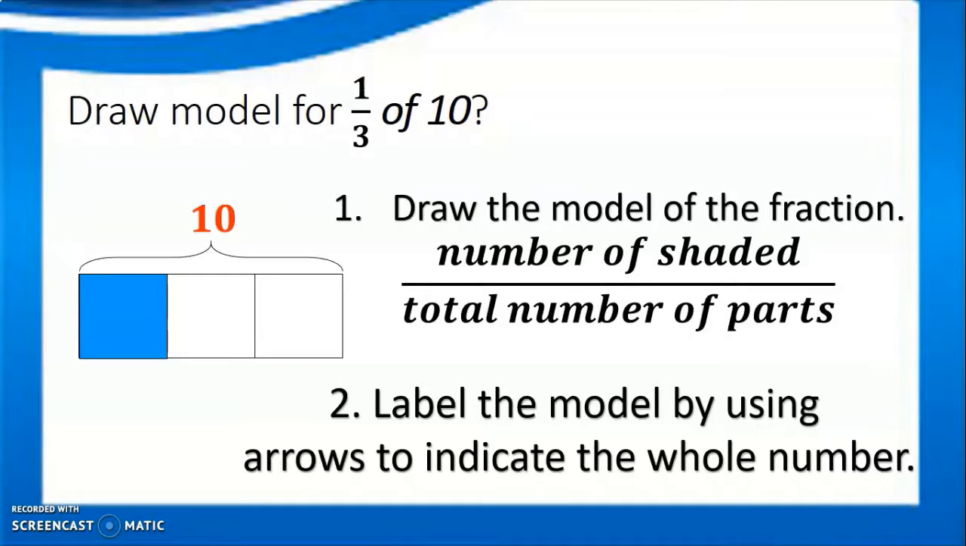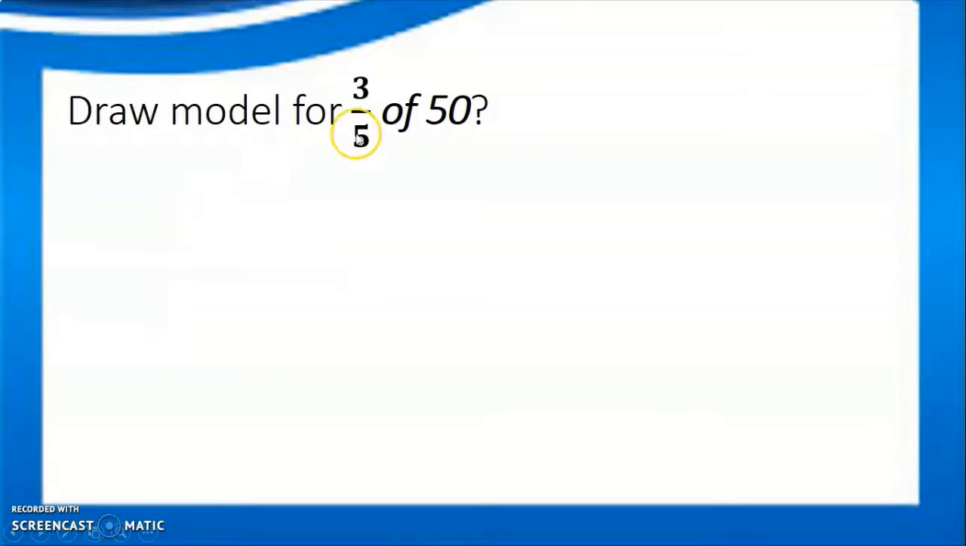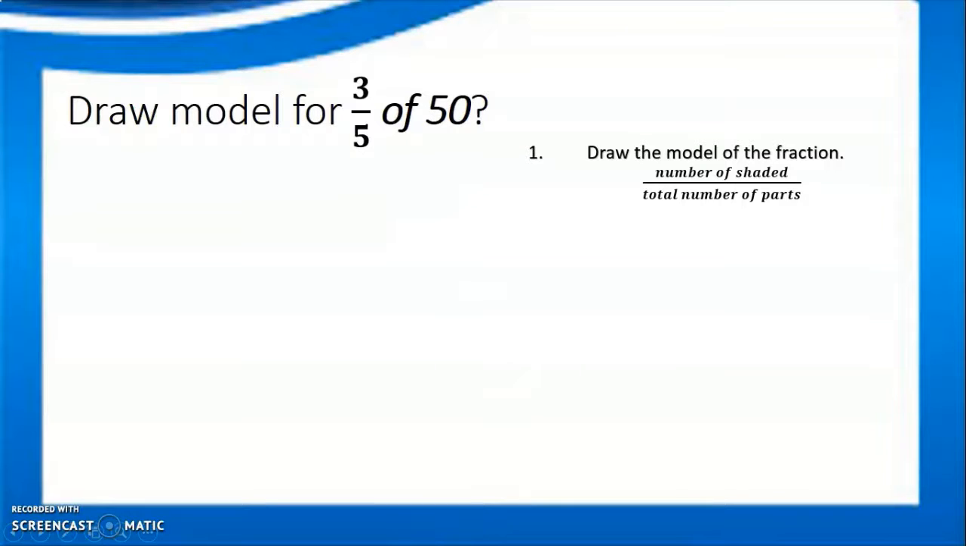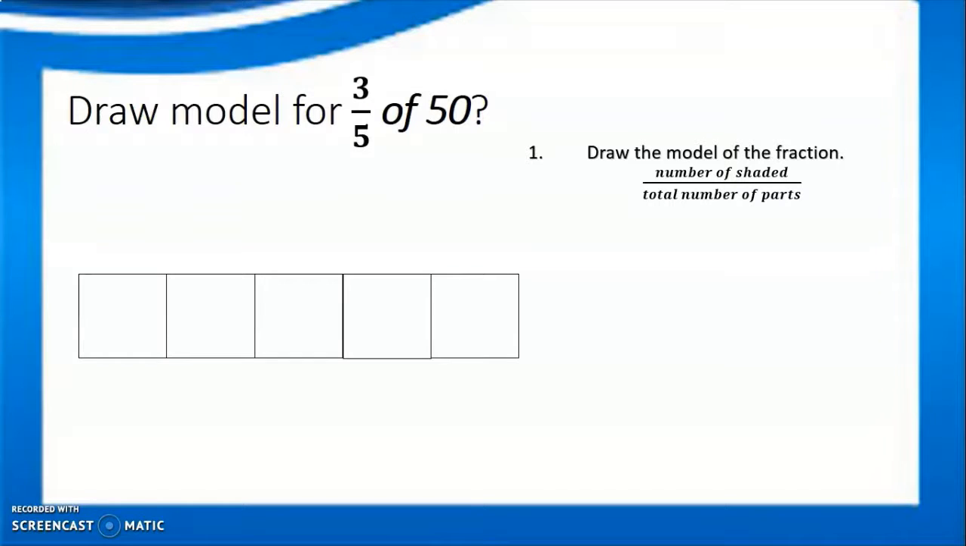So just make an arrow, and that is 10. This is the 10, so just put it here, equals 10. Another example, draw 3/5 of 50. Still the same, draw the model. So we're going to draw how many equal parts? Very good. So we have 5.